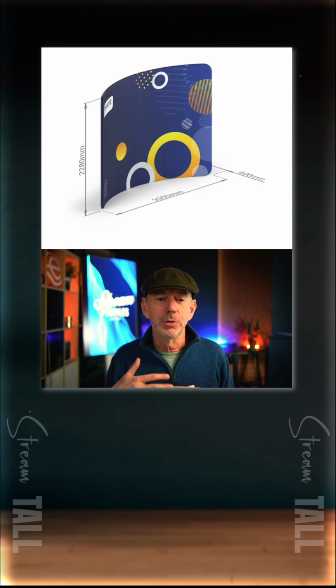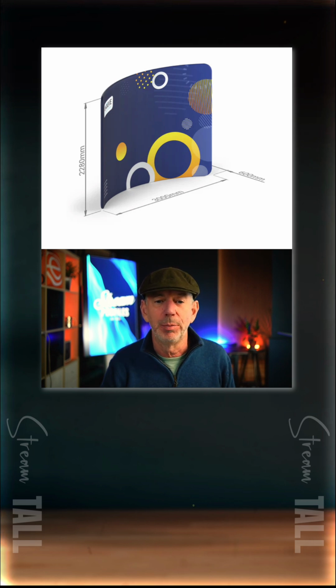If you get one that's not tall enough, it's going to chop off at the top, and that's not going to look any good. You really just need to measure up the wall that you're going to put it on, and then make sure that your banner is covering that wall.